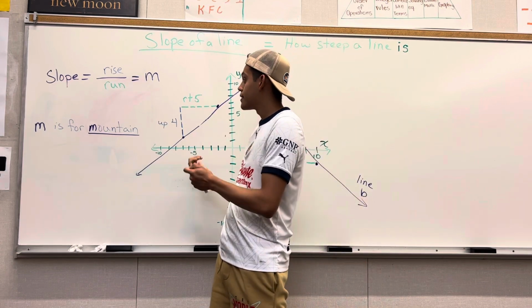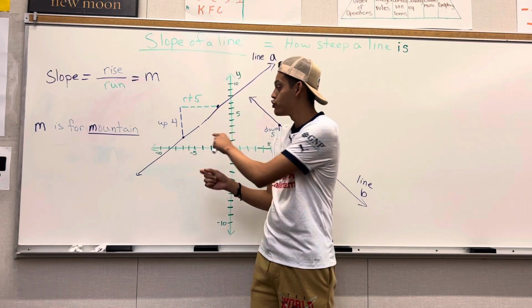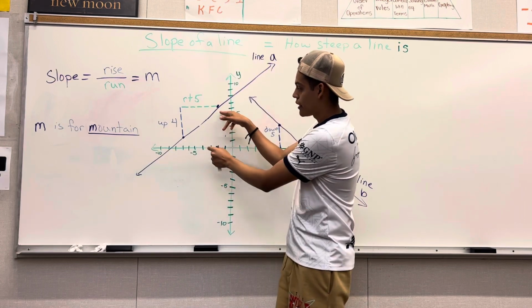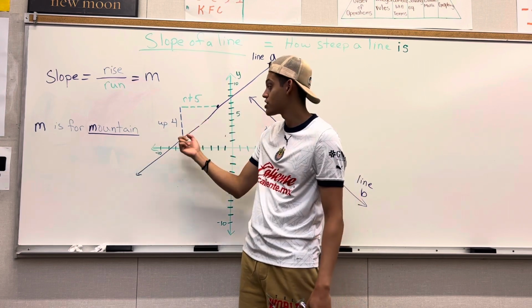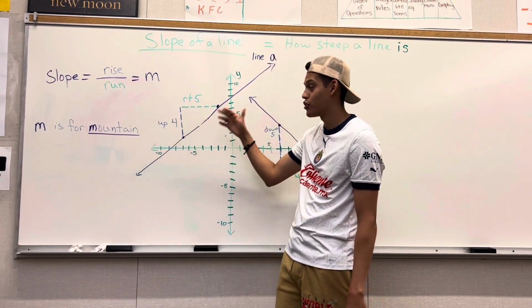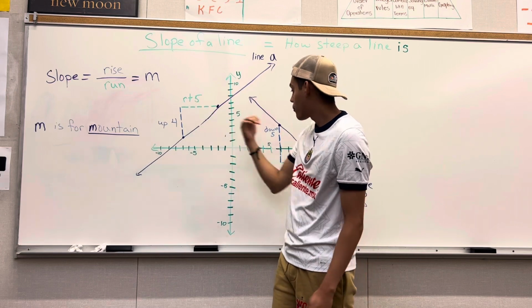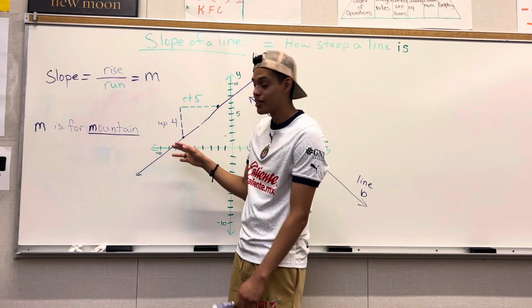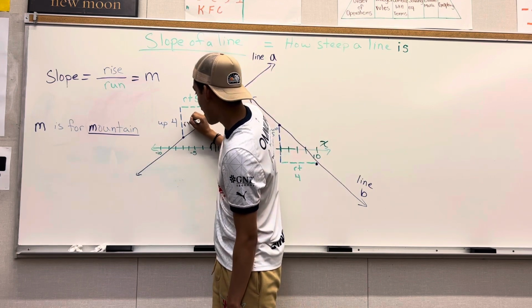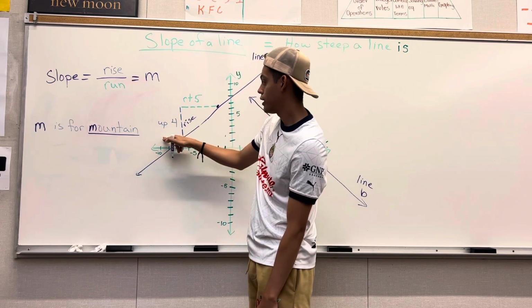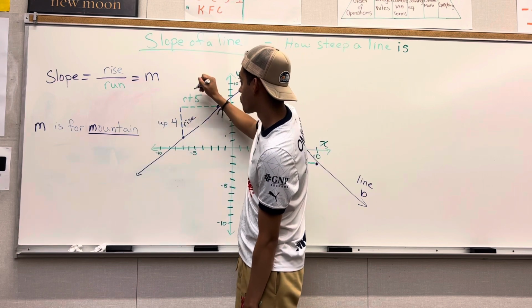Basically, to find the slope of a line, you find 2 points on the coordinate plane. You draw the 2 points, and you count out how many squares it goes up and how many squares it goes to the right. Here you can count the squares. It goes up 4 squares, so that is your rise. And then your run would be, it goes to the right 5.